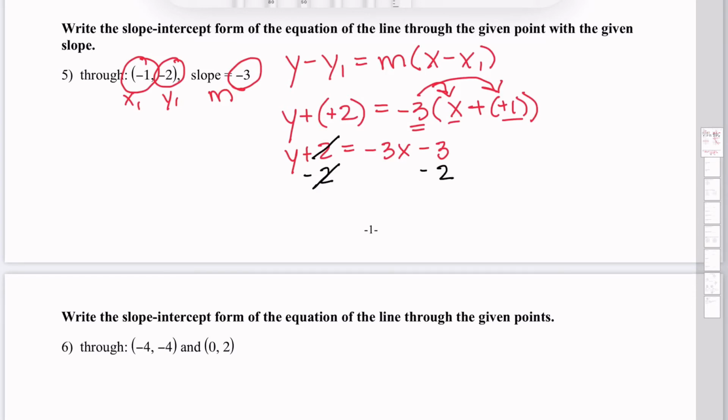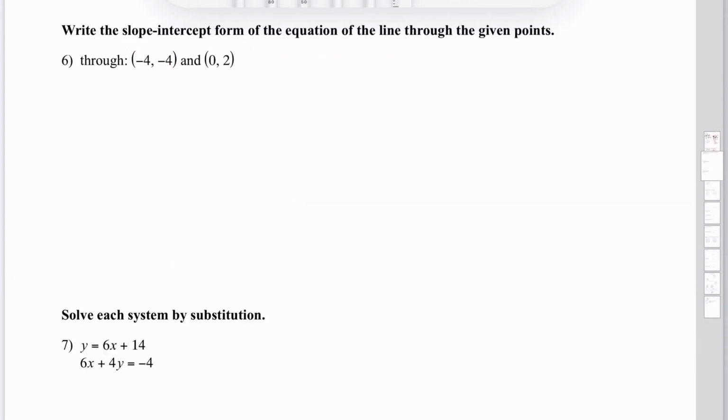So that leaves us with y equals negative 3x minus 5. And this is your answer. Question 6, write the slope-intercept form of the equation through the given point.